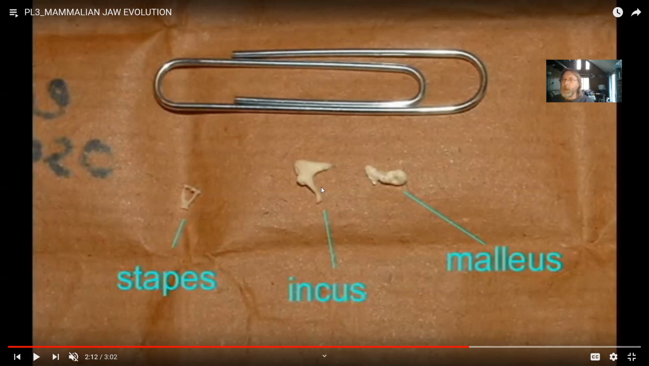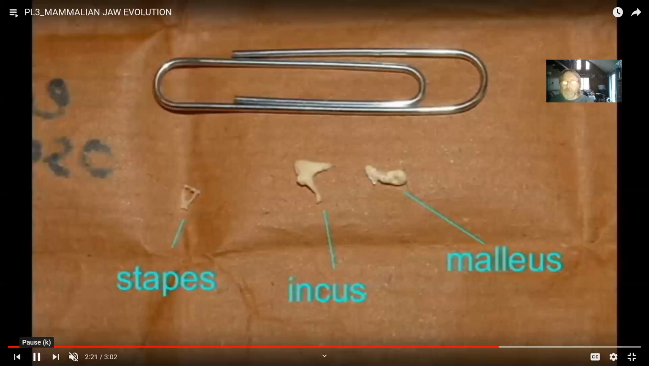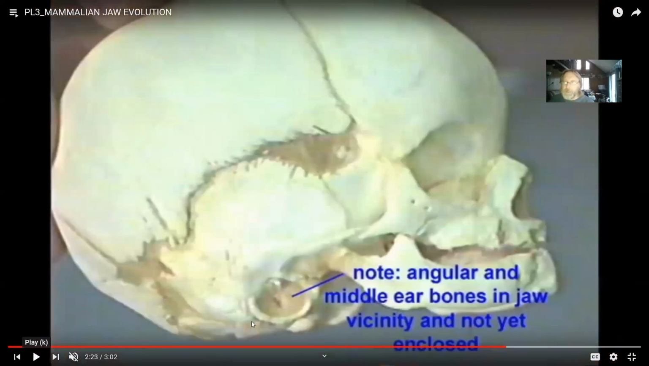Where do they come from? These are the yellow and red quadrate and articular bones from the jaw joint, which have now moved and become middle ear bones. So mammals changed their jaw joint and then took these two little reptilian jaw joint bones and incorporated them into the ear.